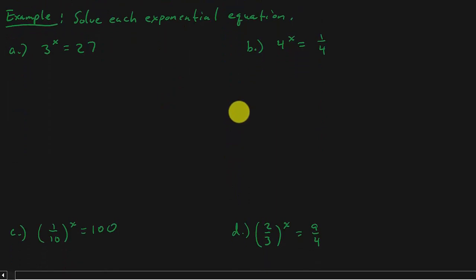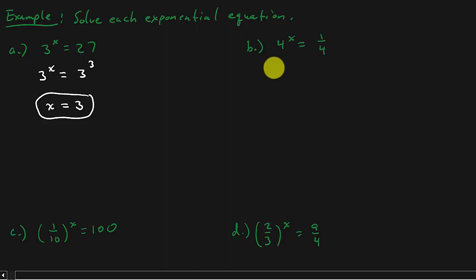All right, so let's solve these. So I've got 3 to the x equals 27. So I want to get the bases the same. So this would be what? 3 to the x. Now, 27, can I rewrite that as 3 raised to a power? Of course I can. That's what? That's 3 cubed. And so now to solve this, well, set your exponents equal. And there's your answer.